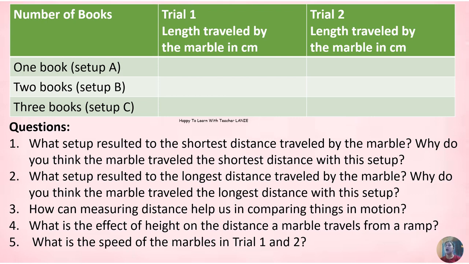Number 3. How can measuring distance helps us to compare things in motion? Number 4. What is the effect of height on the distance a marble travels from a ramp? Number 5. What is the speed of the marbles in trial 1 and 2?